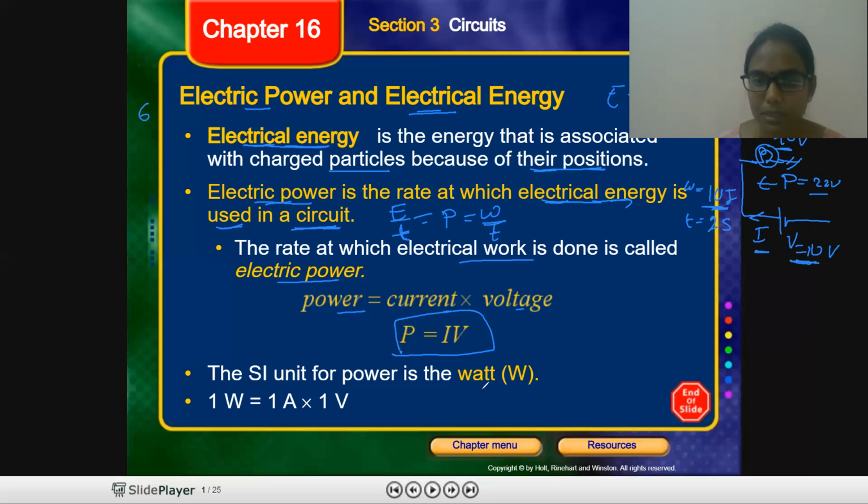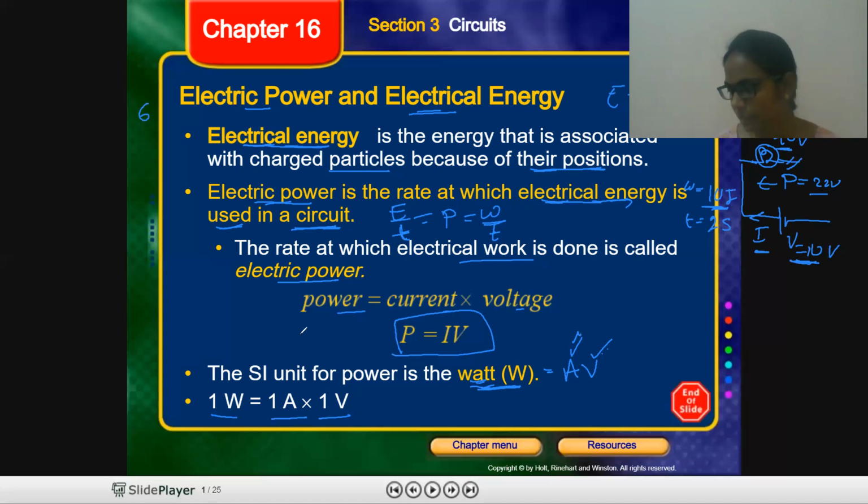SI unit of power is watt. Okay, why watt? This scientist Watt invented this, no? So that is why they gave the name watt. Watt we can also write as what? Watt is nothing but current, ampere, and voltage, volt. So if current is 1 ampere and voltage is 1 volt, at that time you will get 1 watt. So 1 watt means you get 1 ampere and 1 volt. You need voltage and you need ampere.